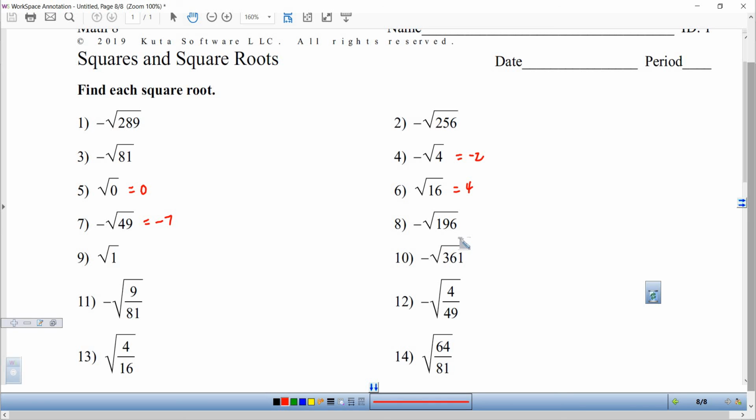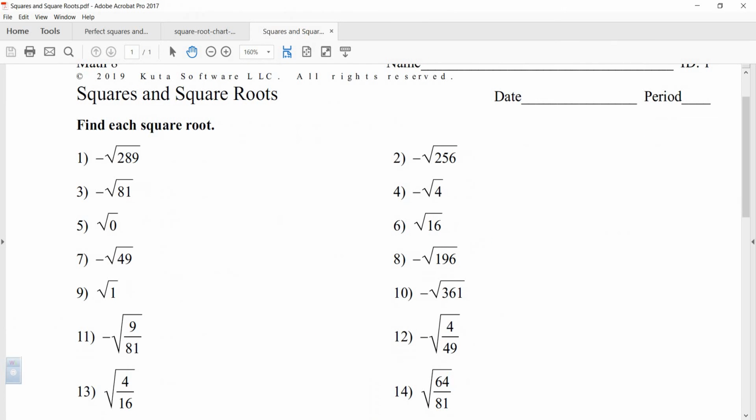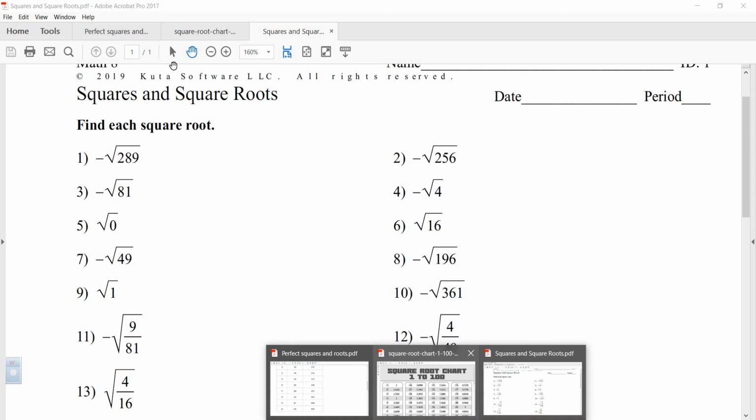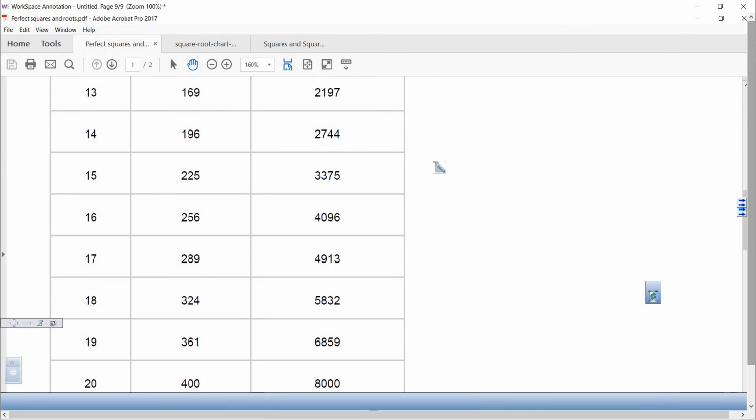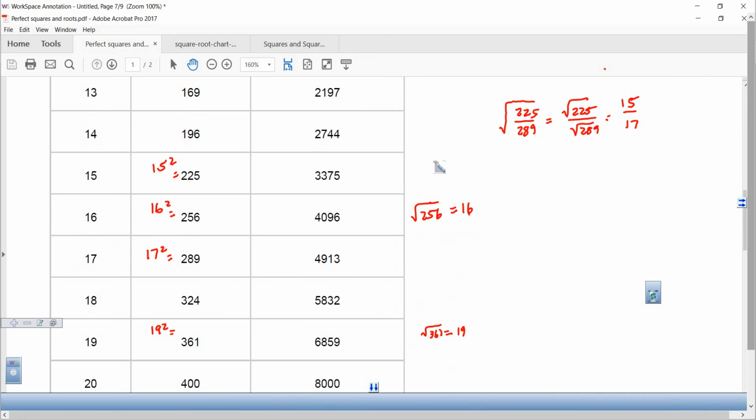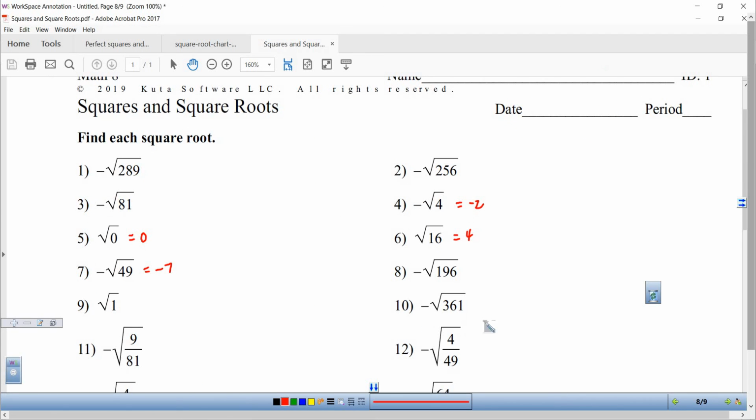361. I'm not sure about that one. Let me go back to my table here, and let's see if I can find 361. There it is, right there. 19 squared. All right, so the square root of 361 is 19, so this one would be negative 19. So if you don't know what they are, you can look them up.